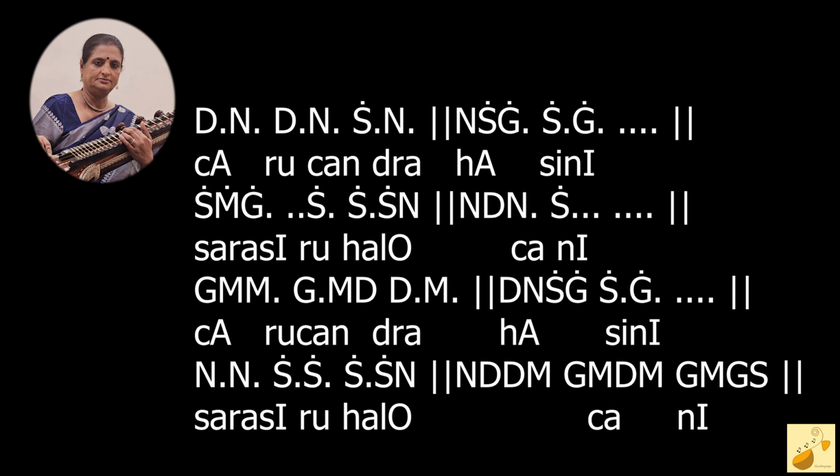Once again, the Charu Chandra hasini second variation. Ga ma ma ga ma da da ma. Two strikes each. Dani saga for ha is one strike. Saga is another two strikes in sa. Then sarasi ruha. Lochani will flow down.